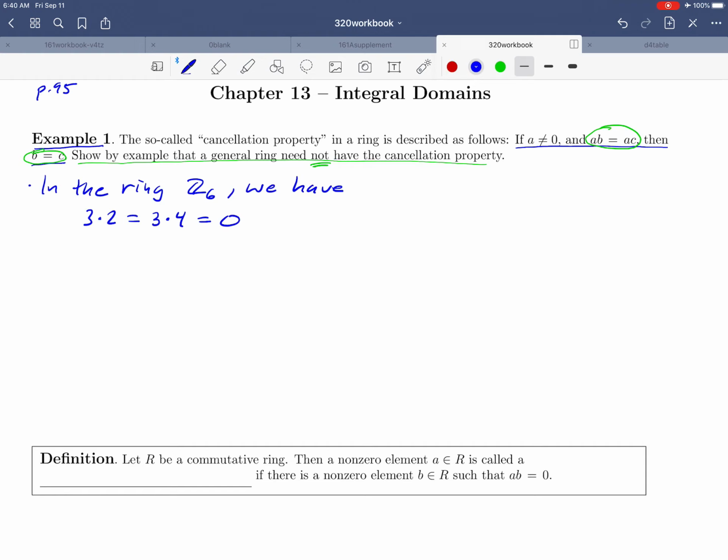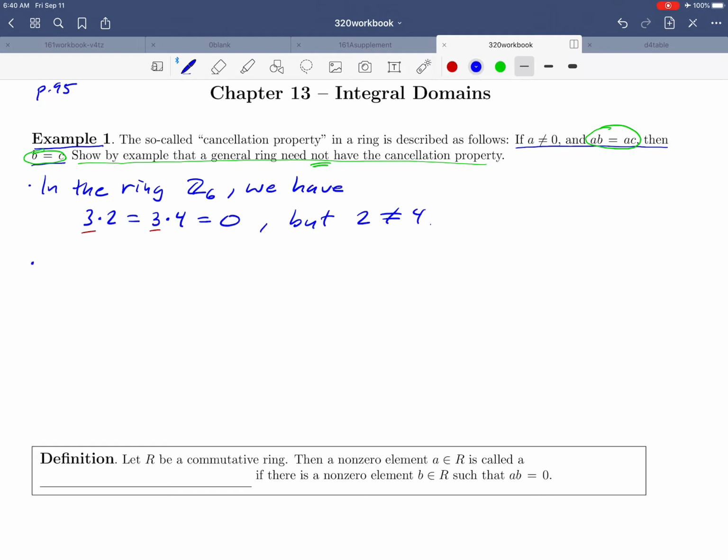But even though that statement is true, 2 is not equal to 4. So a way of looking at this is that we can't cancel the 3's, because 2 and 4 are not the same elements in this ring. So the cancellation property fails in Z6 for this example.